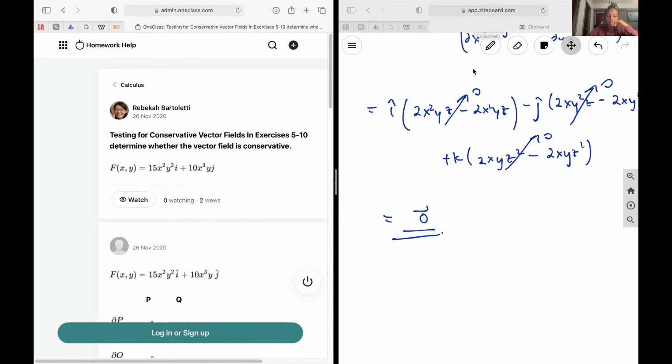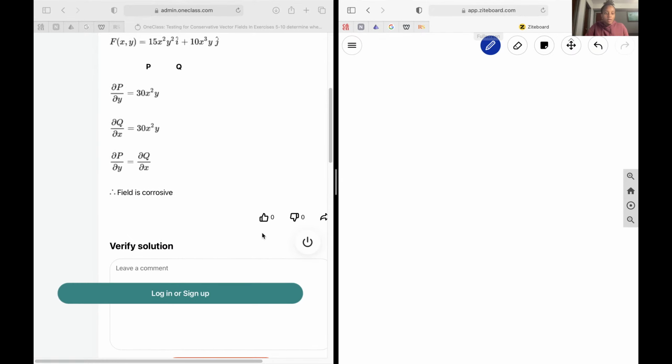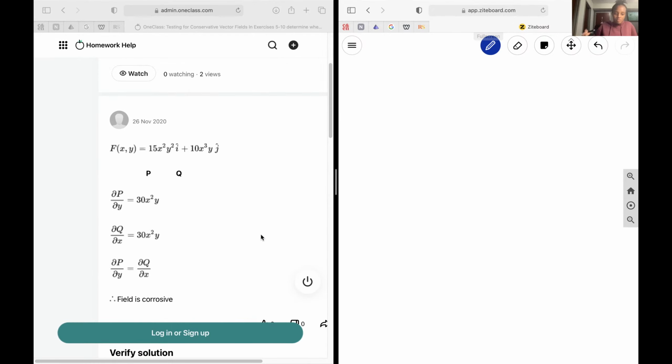Okay, next up, I'd like to test whether this vector field is going to be conservative. Whether the vector field is conservative will allow me to do certain things with it when it comes to certain theorems and integration. And so I can determine whether it is conservative in two ways.